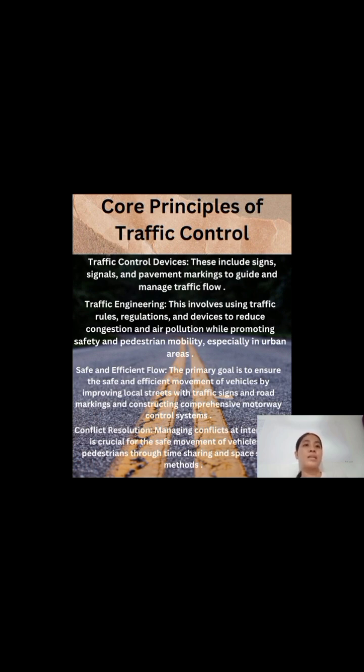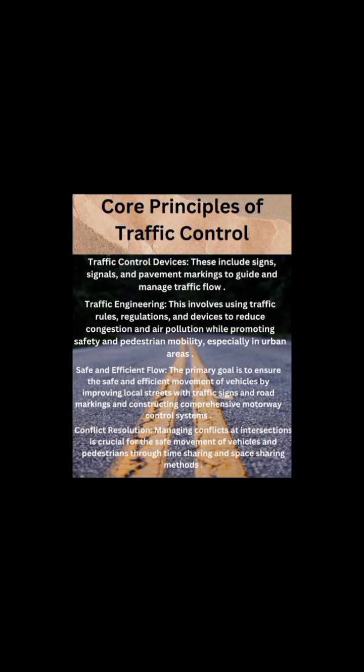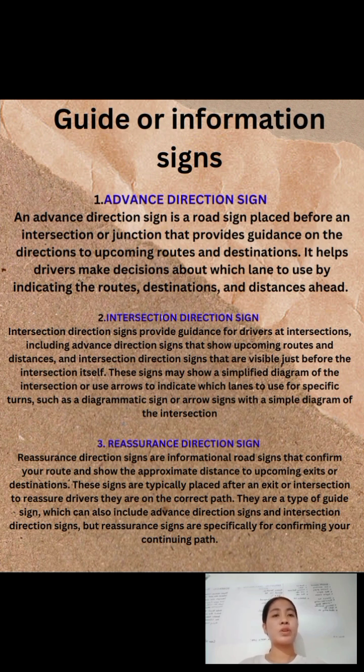Third one is the safe and efficient flow. The primary goal is to ensure the safe and efficient movement of vehicles by improving local streets with traffic signs and road markings and constructing comprehensive motorway control systems. And the last one is conflict resolution. Conflict resolution is managing conflict at intersections, which is crucial for the safe movement of vehicles and pedestrians through time sharing and space sharing methods.